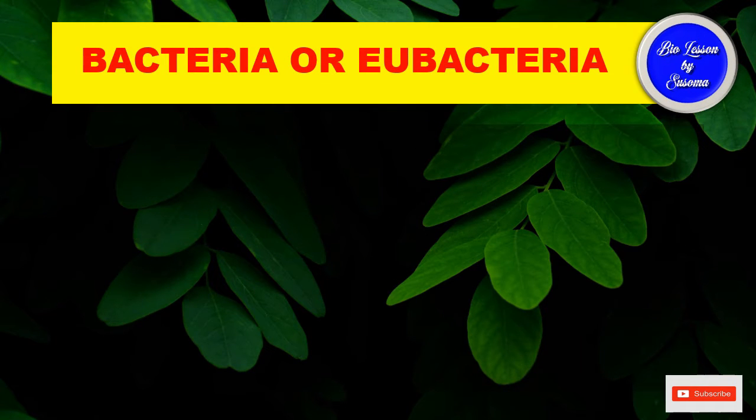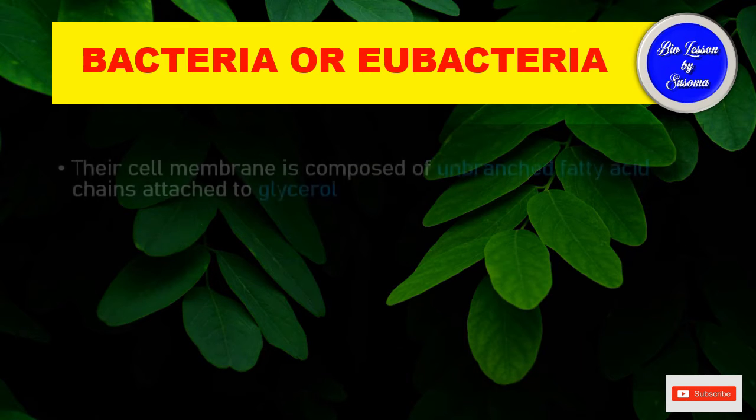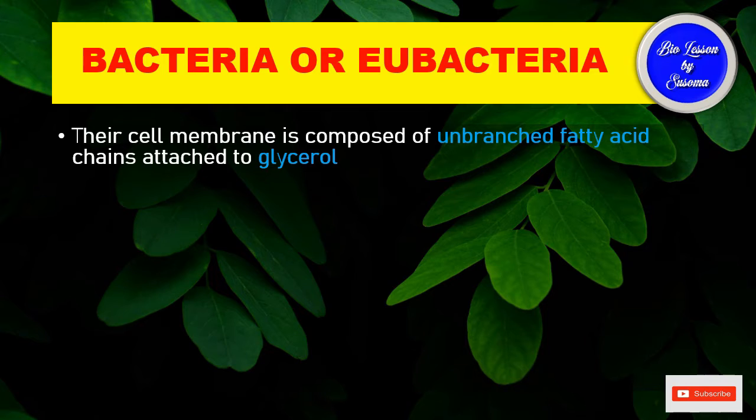Next, bacteria or Eubacteria. Now the term eu means true. So Eubacteria are the true bacteria. So what are the main features of bacteria? Their cell membrane is composed of unbranched fatty acid chains which are attached to the glycerol. Now fatty acids are an important component of lipids in plants, animals and microorganisms. And glycerol is a clear, colorless, viscous, sweet tasting liquid which belongs to the alcohol family.